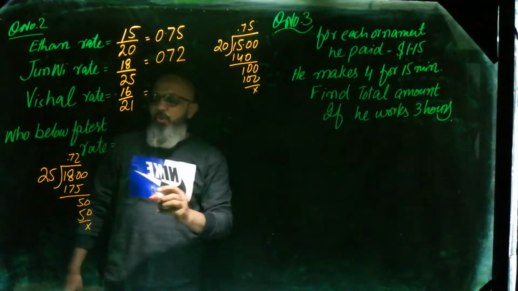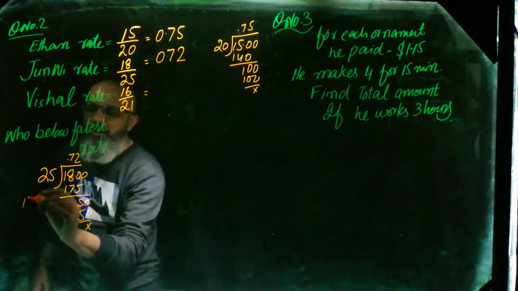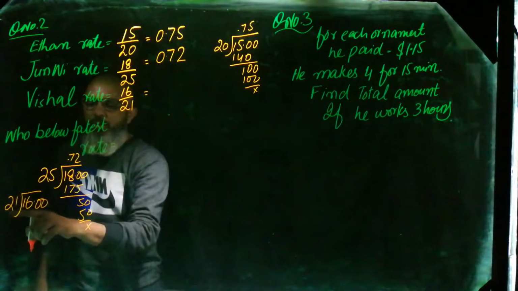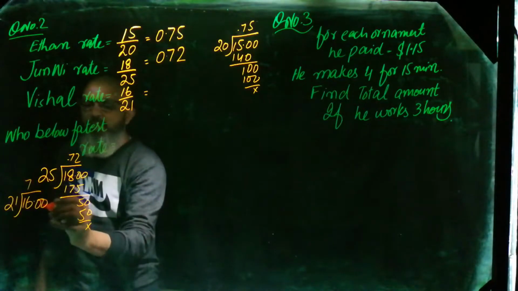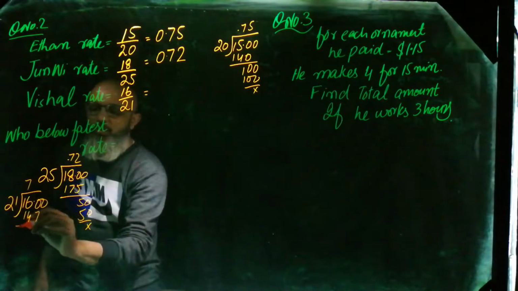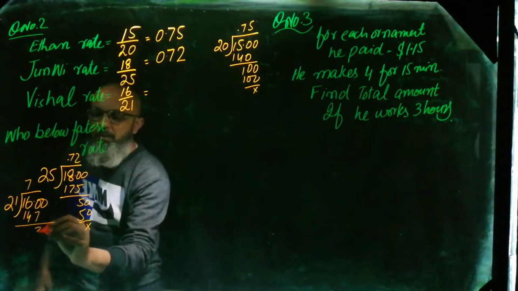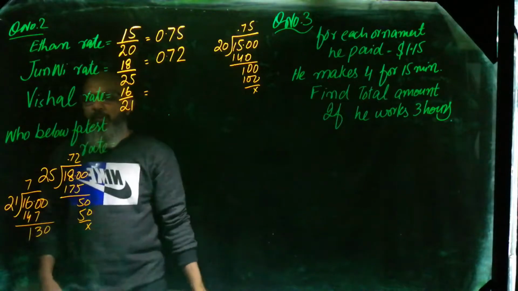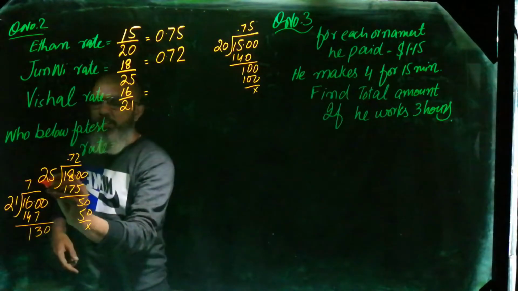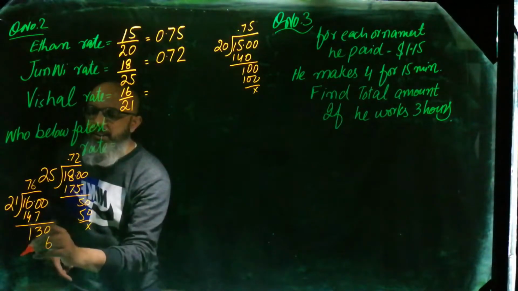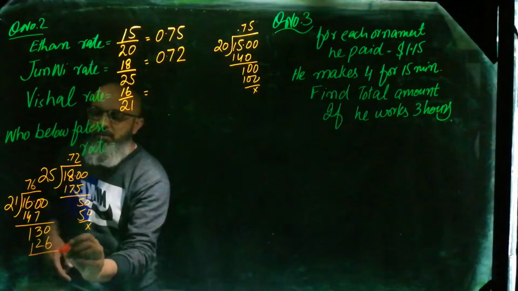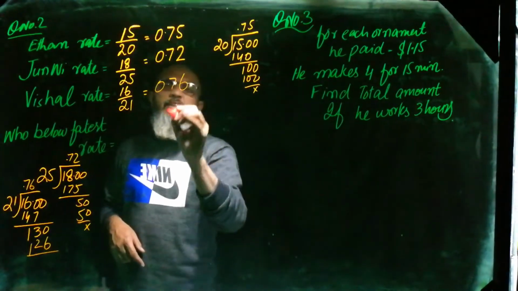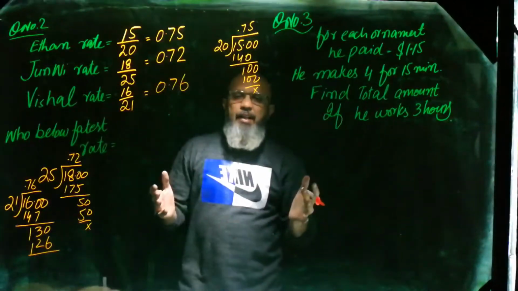So now at the end we will find the rate per minute for Vishal, 16 divided by 21. Here I can divide 16 divided by 21. Again we need zeros. So 21 7s are 147, minus, 5 4s are 1. Now 6 1s are 6, 6 2s are 12. So approximately we get 0.76.